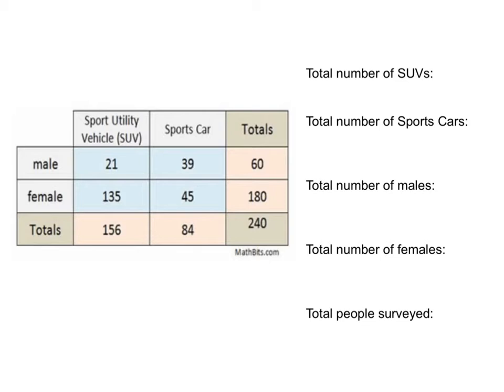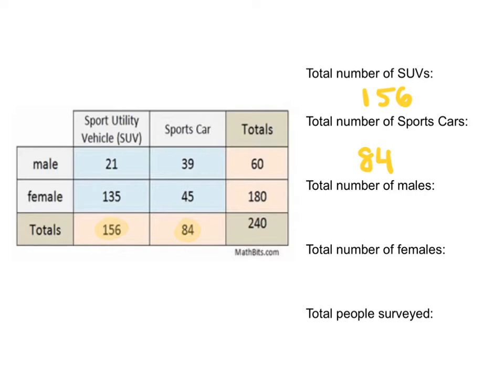Now, if we were to read without having all of the totals labeled on there for us, the total number of SUVs, if I go to the SUV column and I go straight down, I can see that 156 is the total for the SUV category. So the total number of SUVs is 156. Then for the total number of sports cars, if I go to the sports car column and go to the totals, I have 84.